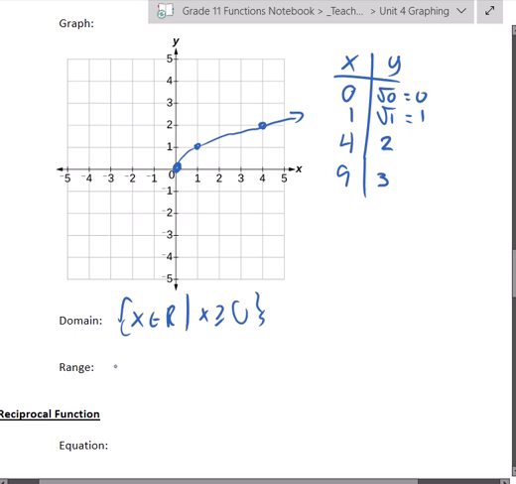And then we have our range. We can see here that we do not have any negative values, so our range is y is also an element of all real numbers such that y is also greater than or equal to 0.